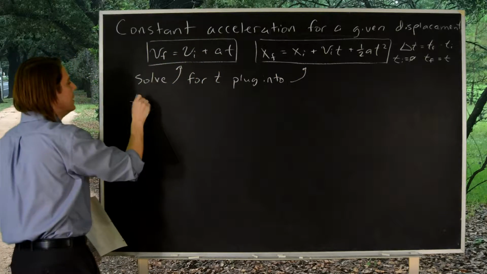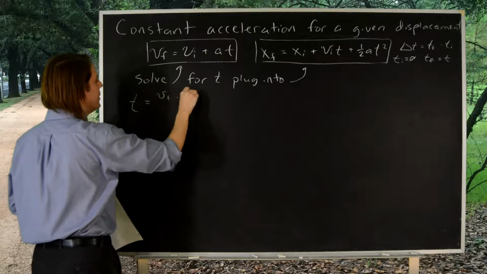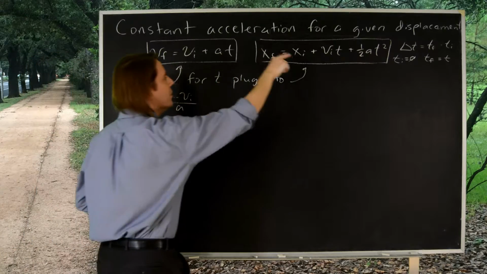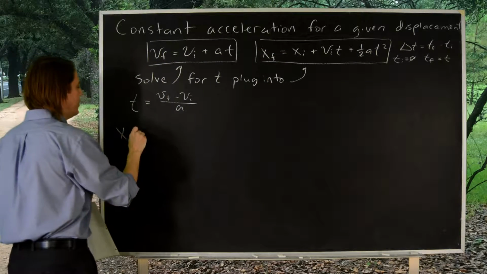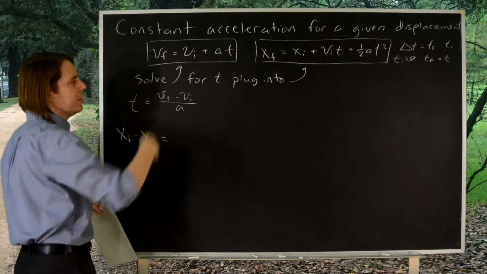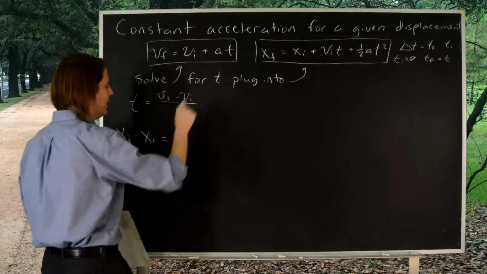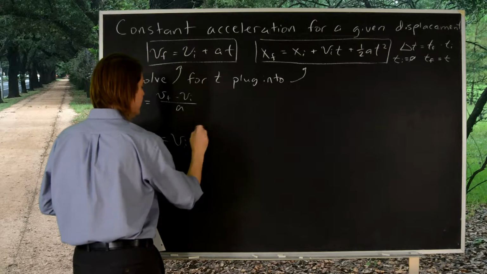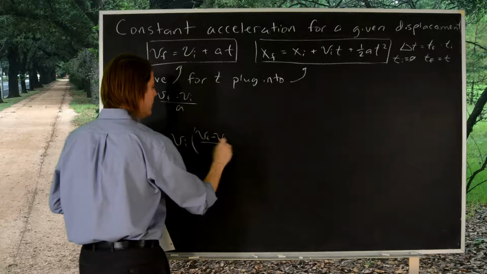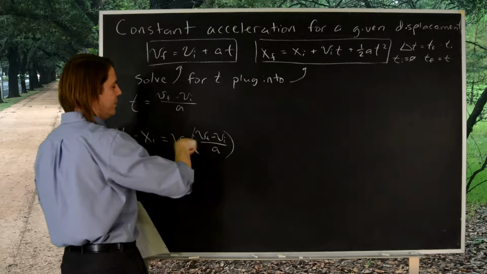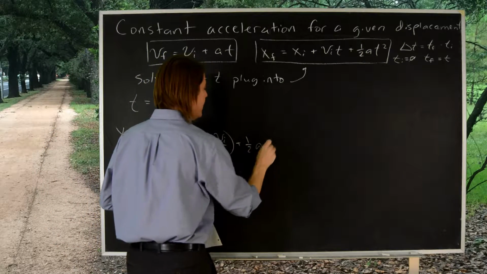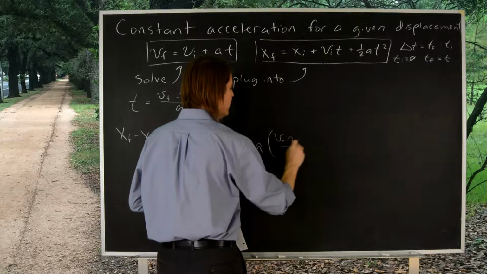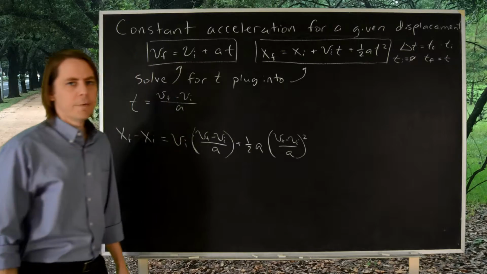So let's solve this for T. That is V final minus V initial over A. So there's T, and now let's plug it in here. I'm going to go ahead and write the displacement by bringing the initial position to the other side. So there's the displacement, and that is the initial velocity times the final minus the initial velocity over A, V_i t, plus 1/2 A, and then this expression squared. Final velocity minus initial velocity over A quantity squared.